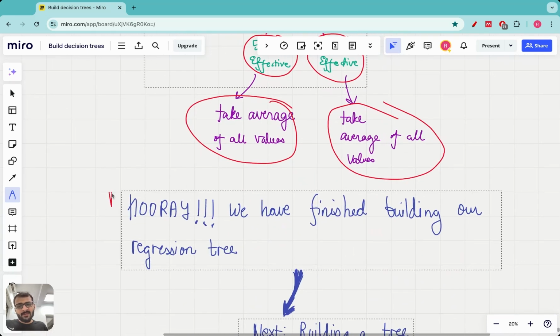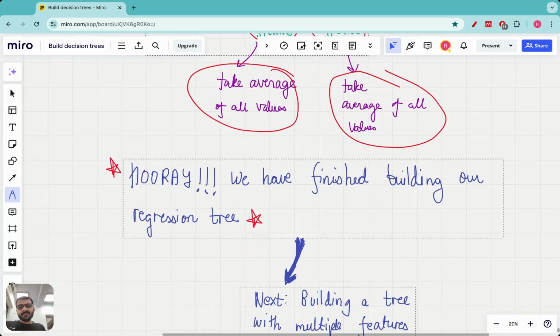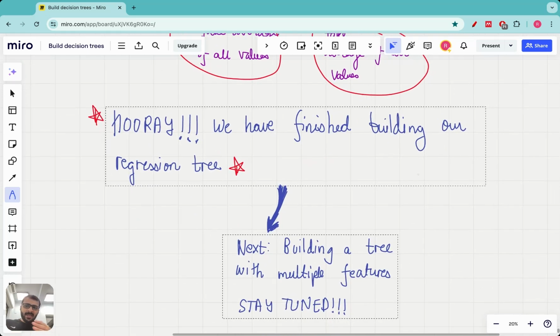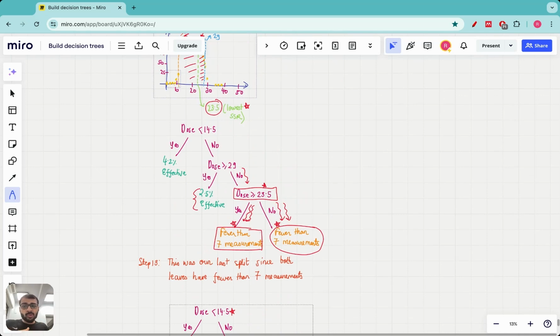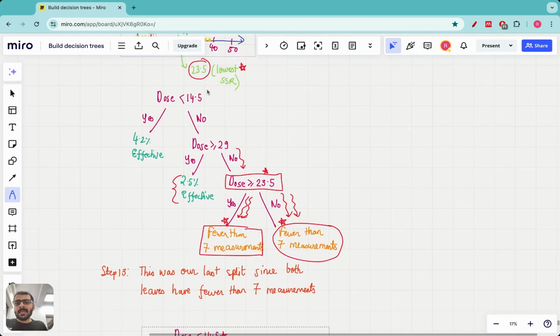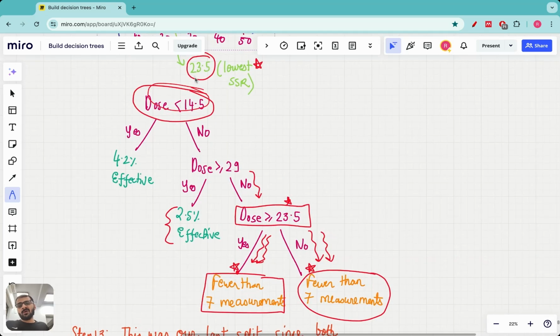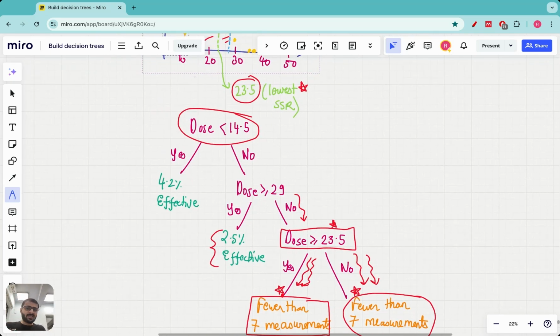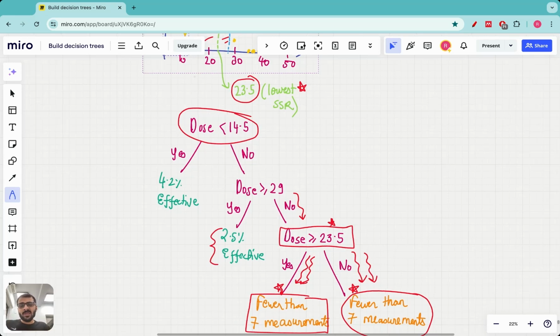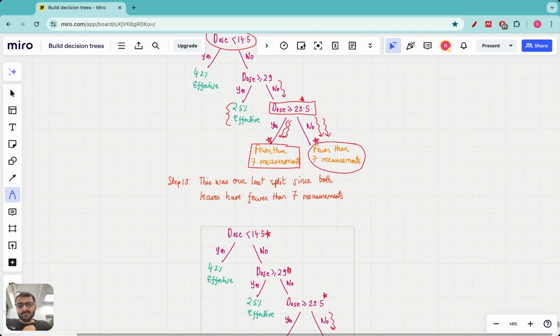Awesome. So, hooray. We have now finished building our decision tree from scratch, and this is brilliant. In the next lectures, we will take it a bit higher and we will actually build a tree with multiple features. So, here we have just looked at one feature, right? We have the dose on the x-axis, and we have the prediction, which is the drug effectiveness, on the y-axis. So what if there are multiple features like the dosage? What if it's also the time spent in the hospital? What do you do if you have two features? How do you construct the decision tree? We'll be looking at that in the next lecture.